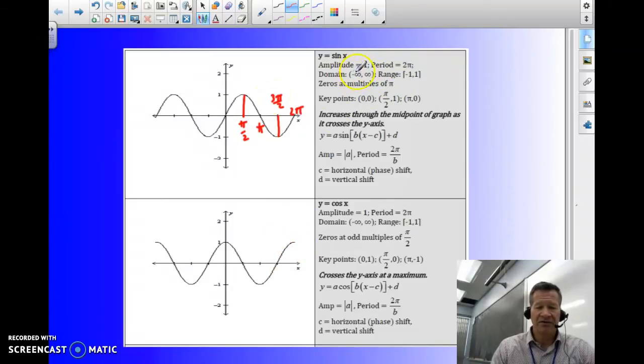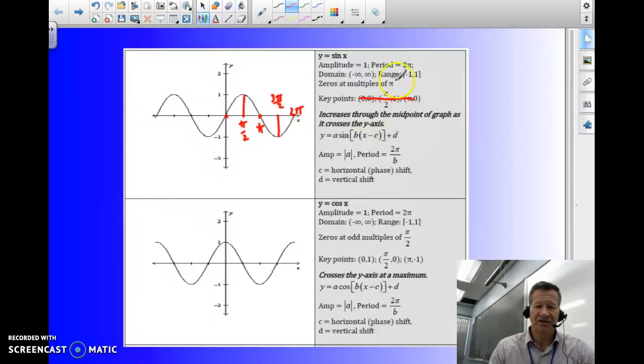The domain is all real numbers. You can take the sine of any angle you wish. You'll always get a result. The range goes from -1 to 1. There are zeros at multiples of pi. So at 0, 1 pi, 2 pi, and so on. And we're going to talk about these. These I don't want you to memorize because we can actually use some different ones too. We'll talk about that when we start graphing.